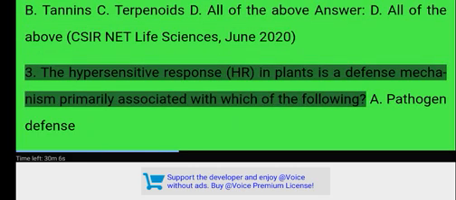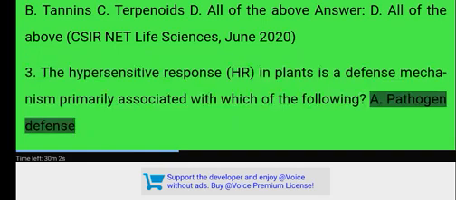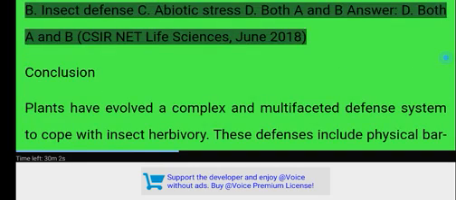3. The hypersensitive response (HR) in plants is a defense mechanism primarily associated with which of the following? A. Pathogen defense. B. Insect defense. C. Abiotic stress. D. Both A and B. Answer: D. Both A and B. CSIR NET Life Sciences, June 2018.